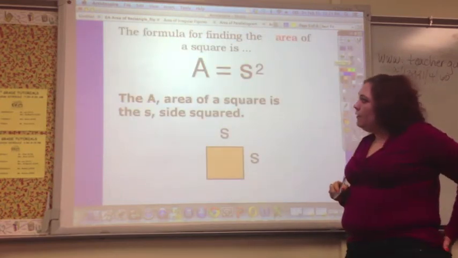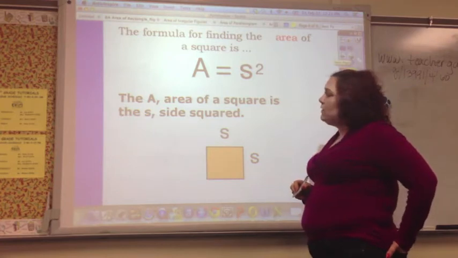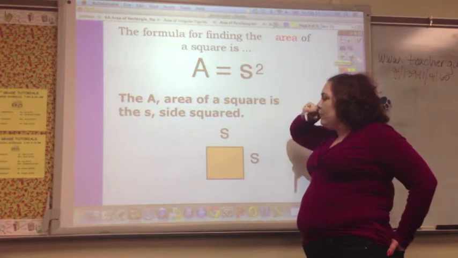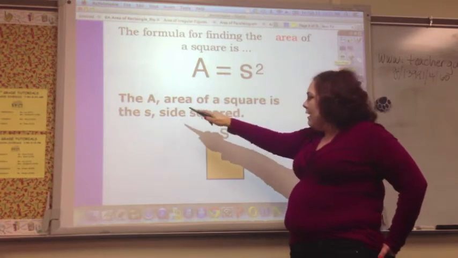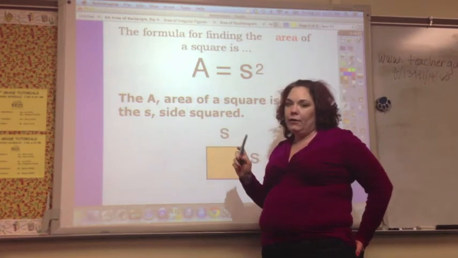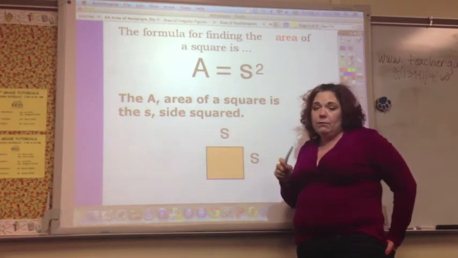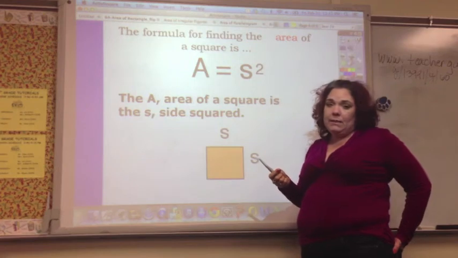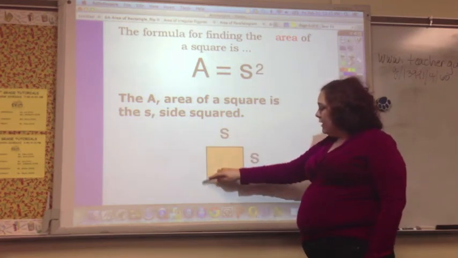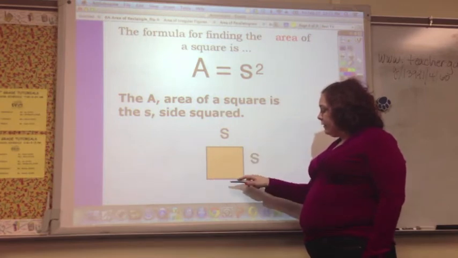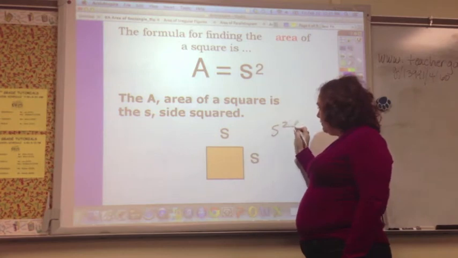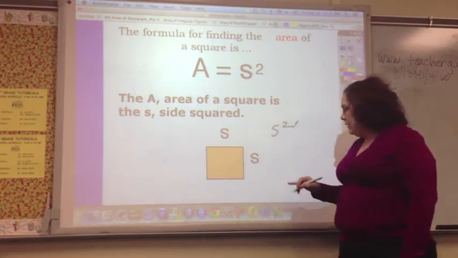Okay, so the formula for finding the area of a square is area equals S squared. Well, what do you think that S stands for? The area of a square is the S, the side, squared. And that just means a number multiplied by itself. And that makes sense, because a square has 4 equal sides. So if you have 4 equal sides, to find the area is just S times S, or S squared. Okay? And S times S.